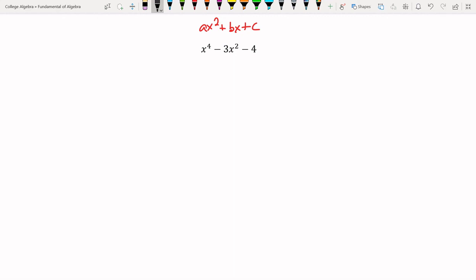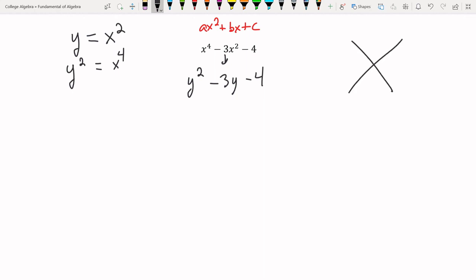And we can do that by saying y equals x squared. When we do that, y squared equals x to the 4th. And this whole thing now becomes y squared minus 3y minus 4. And this is a quadratic. It's just in a different kind of variable. So we have to make sure in the end we revert back. But we can continue with the AC method using this new quadratic.